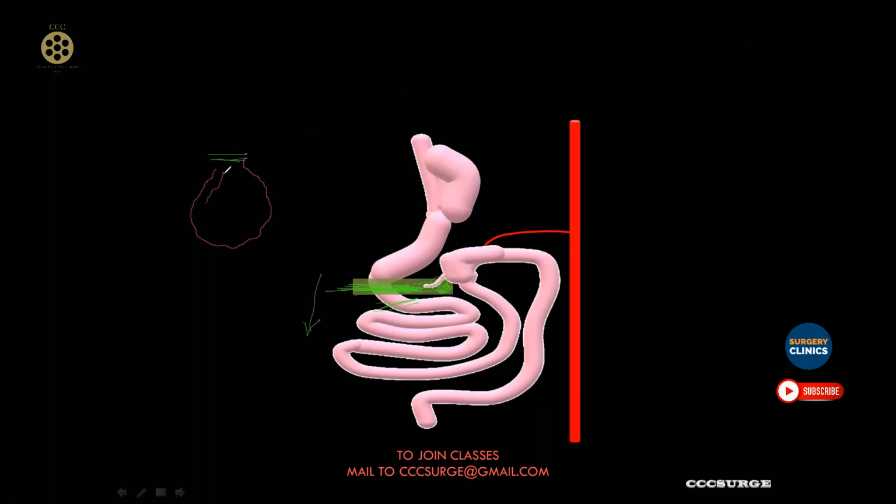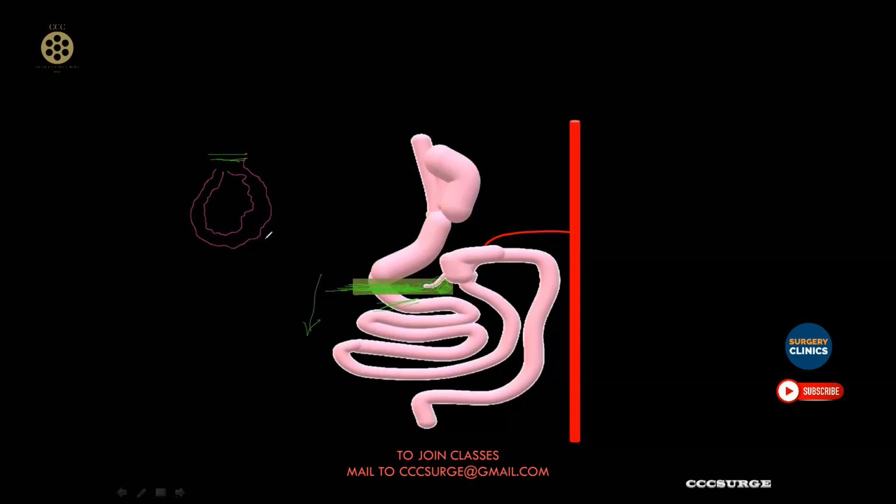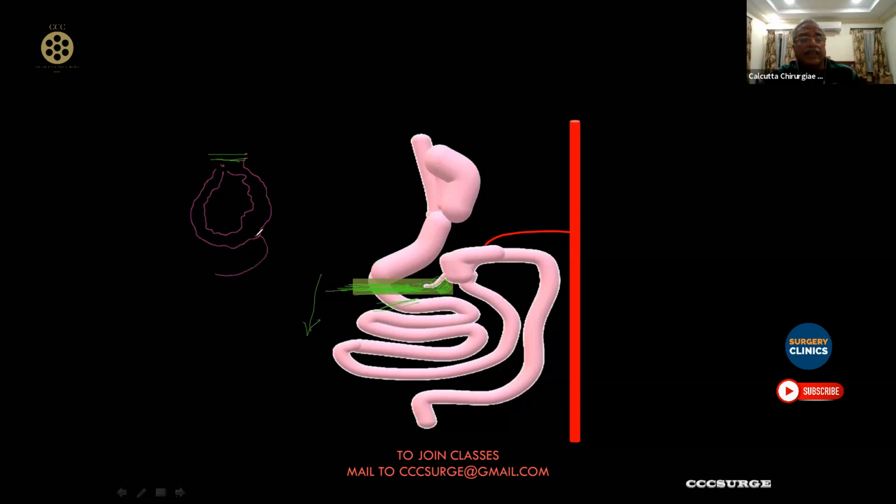That's a recipe for disaster. I'm cutting out, I'm not putting in the multiple loops of intestine. Now, what happens normally is that because you have a narrow band, it can twist. And that twist is clockwise. Now you have a clockwise twist, and you can have a midgut volvulus that happens.